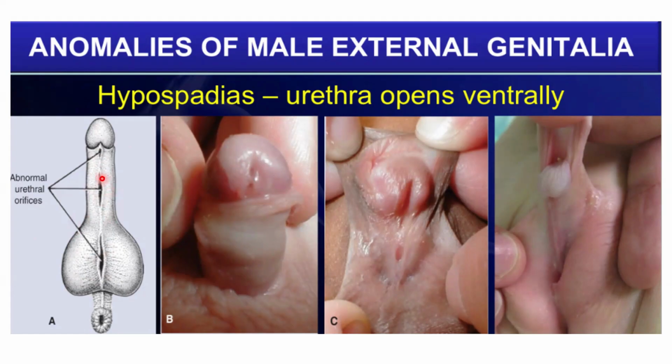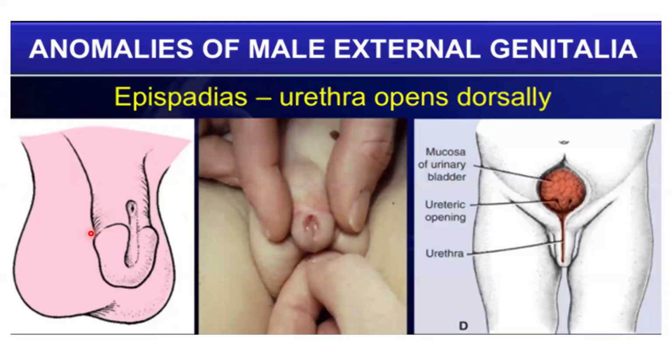You have the urethral opening not found at the tip, but on the inferior side, as you can see here. So here, here, and maybe here. So this is hypospadias. The urethral opening is actually found on the ventral aspect and not on the tip. You'd expect it to be here, but it's actually on the inferior side. The opposite can happen, you can have it on the upper side, on the dorsal side, giving you epispadias, as you can tell.